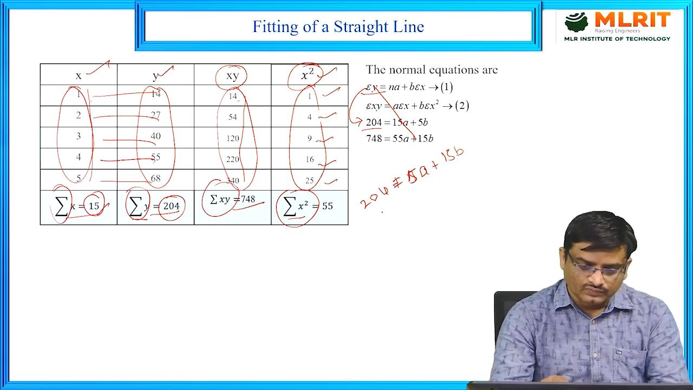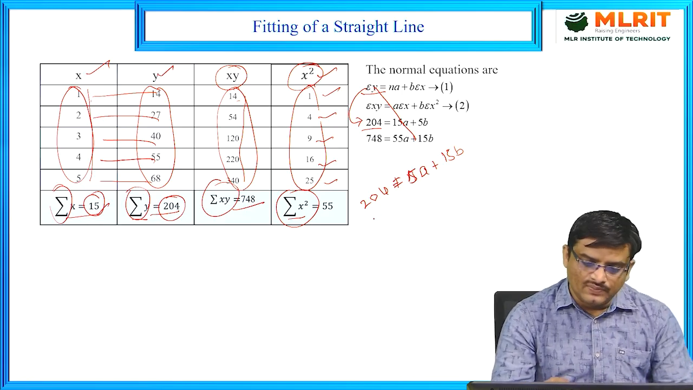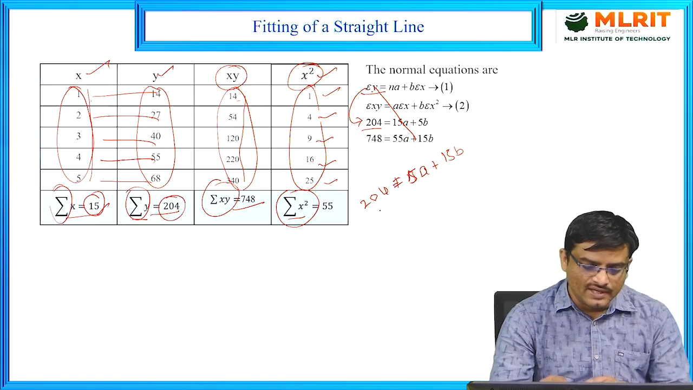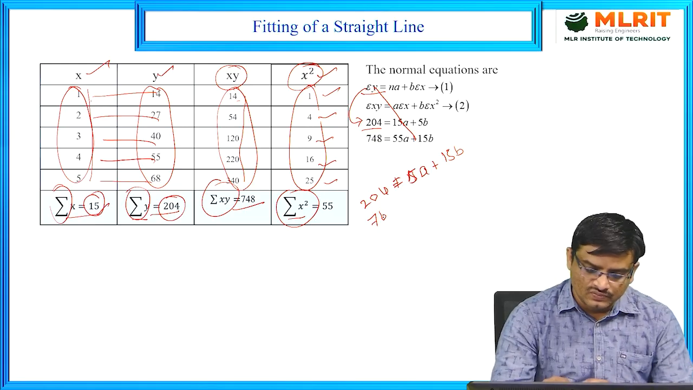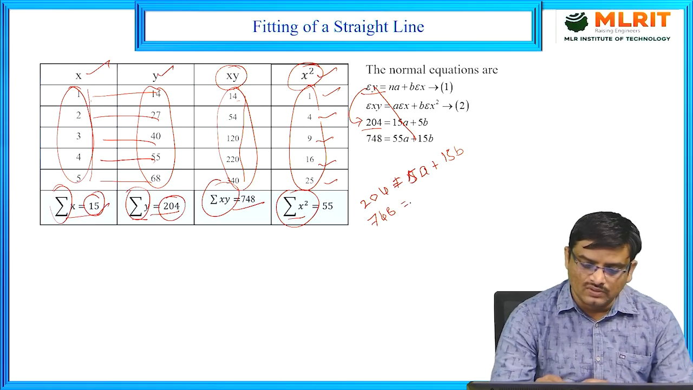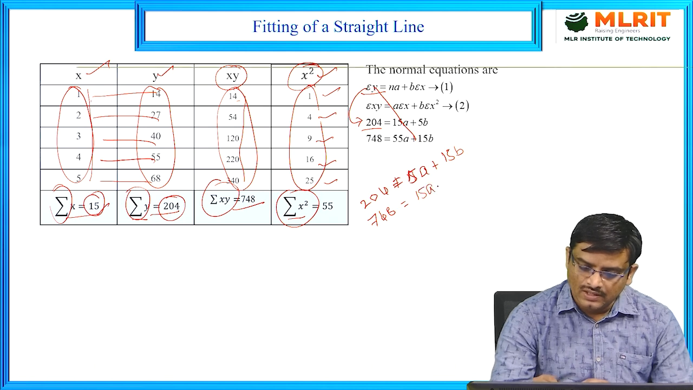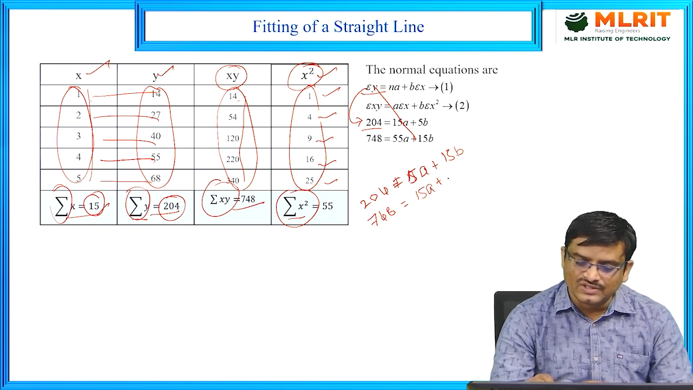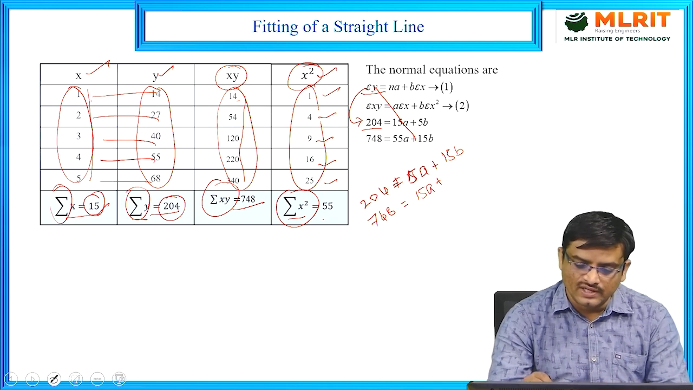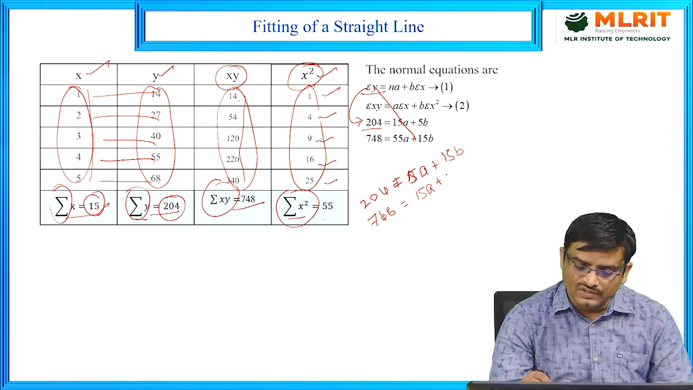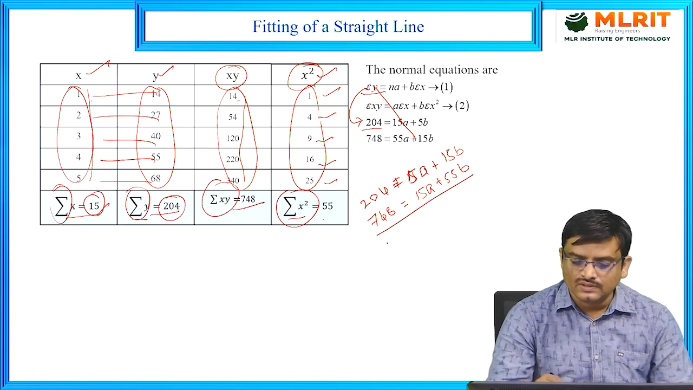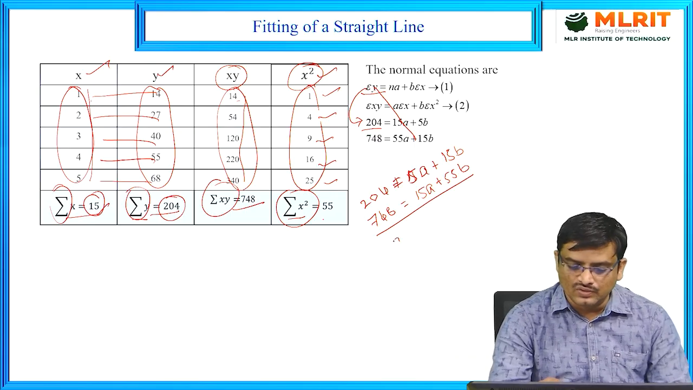Next one, summation x into y. Summation x into y is nothing but 748 is equal to a into summation x, that is 15a, plus summation x square. Summation x square is 55, so 55b. Now solve these two equations and get the values of a and b.